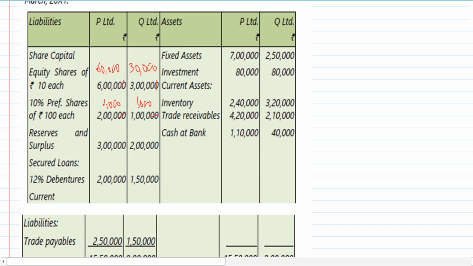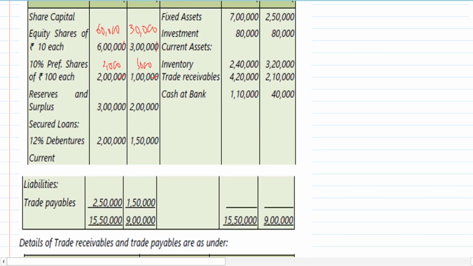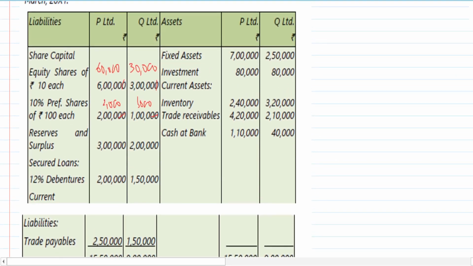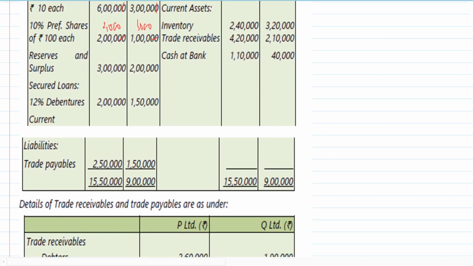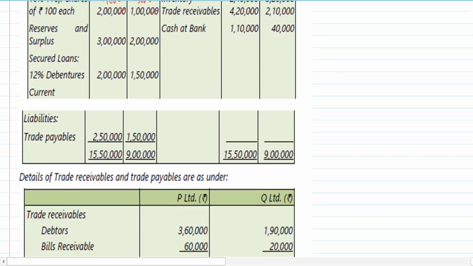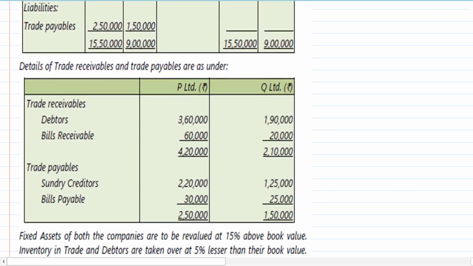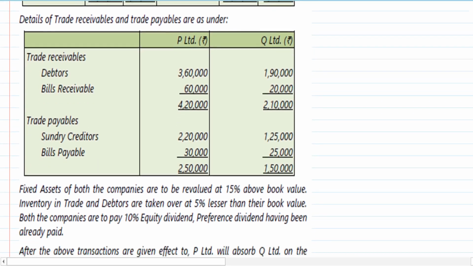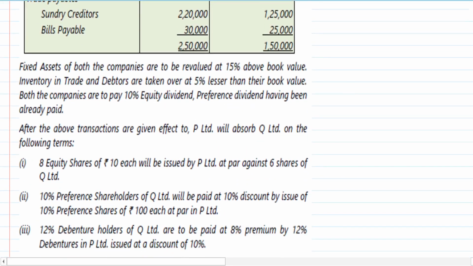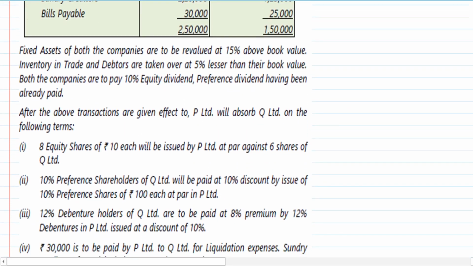Reserves and surplus, secured loans, debentures are there, trade payables. Fixed assets are given on the asset side, investments, and then inventory, trade receivables, cash at bank. So a pretty regular asset side is given. Details of trade receivables and trade payables are given. So they have given you a breakup now, debtors and bills receivable and creditors and bills payable. Fine.